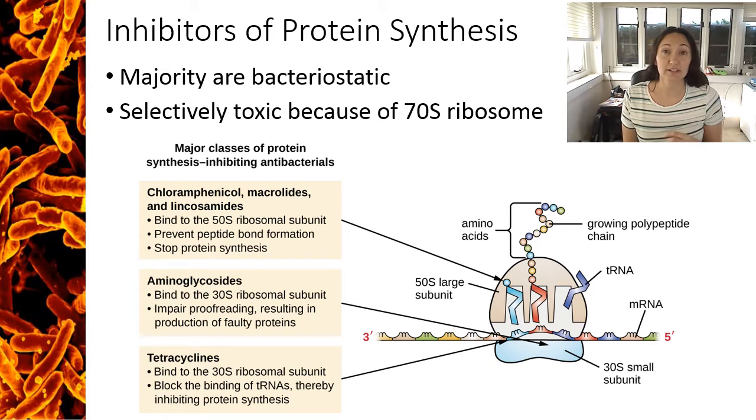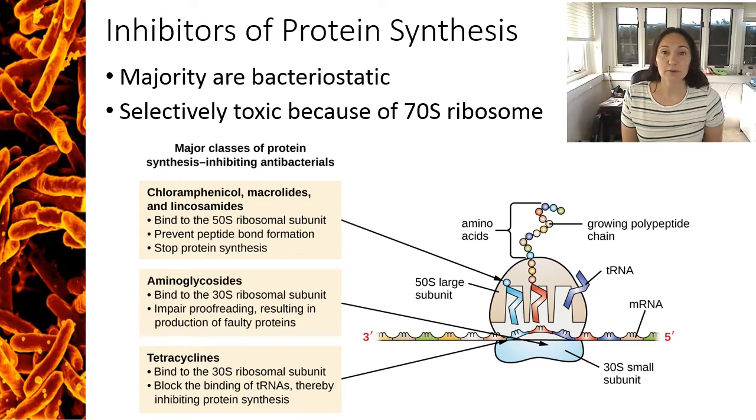They're also selectively toxic because remember there's a structural difference between the prokaryotic 70S ribosome and the eukaryotic 80S ribosome. If we look at some of the classes directly, you can see the first class listed there are the macrolides. These actually stop protein synthesis by interacting with the 50S subunit, so the large subunit of the ribosome. A good example of macrolides is azithromycin, which makes up your Z-Pak antibiotics.